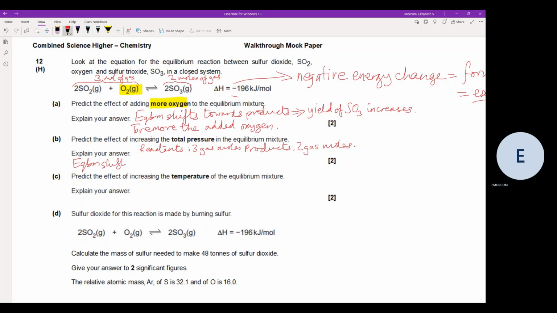So equilibrium shifts towards the products because there are fewer moles of gas, or 3 moles goes to 2 moles.